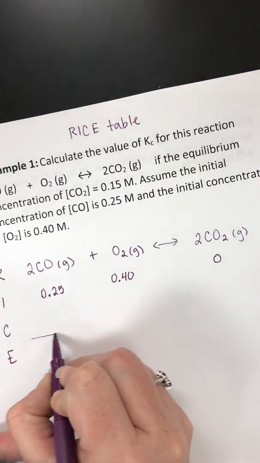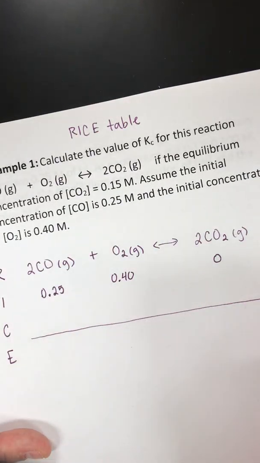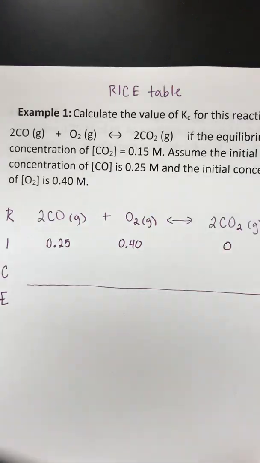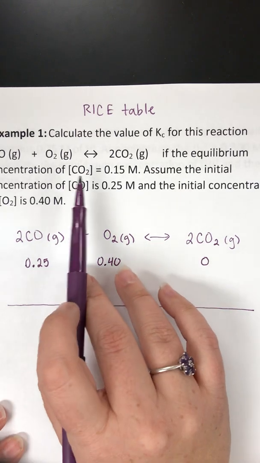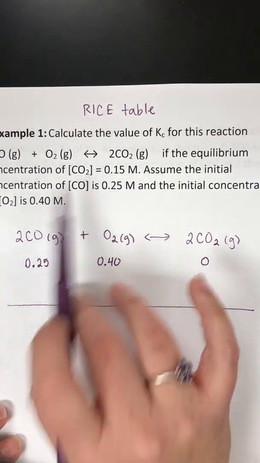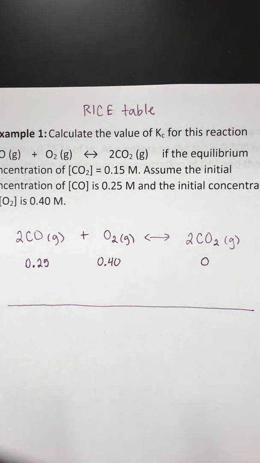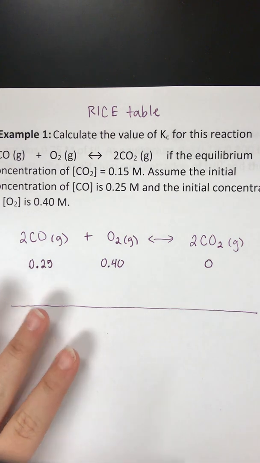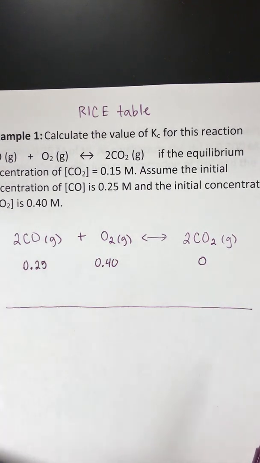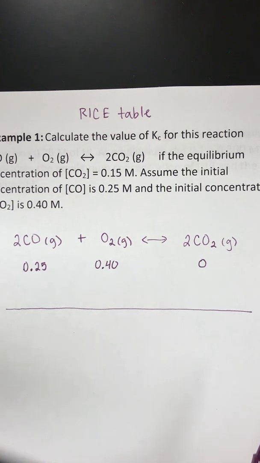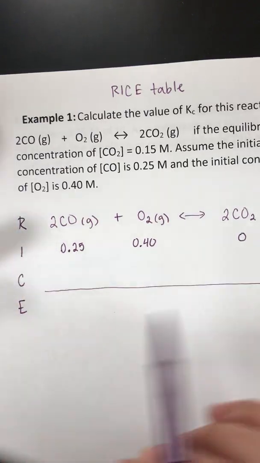So I'm going to draw a line in between C and E, because equilibrium is kind of our goal. Now all we know is the equilibrium concentration of CO2. So we can't write that in our table yet, though. We're going to use it in our equilibrium constant expression, but we can't write it in our table yet. And since we don't know how much these are changing by, we're going to use a variable, and we're going to use x. I know that's super shocking.